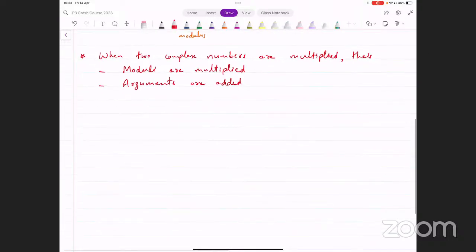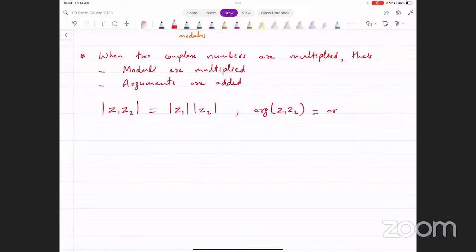This is an important result to remember. And this result basically says that the modulus of Z1 Z2 is equal to the modulus of Z1 into the modulus of Z2, right? And what about the argument? The argument of Z1 Z2, that means the product of two complex numbers, is equal to the argument of Z1 plus the argument of Z2.